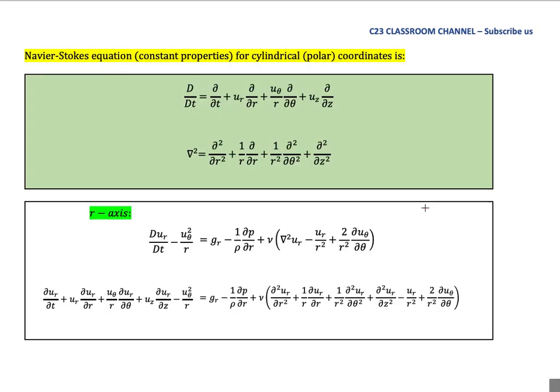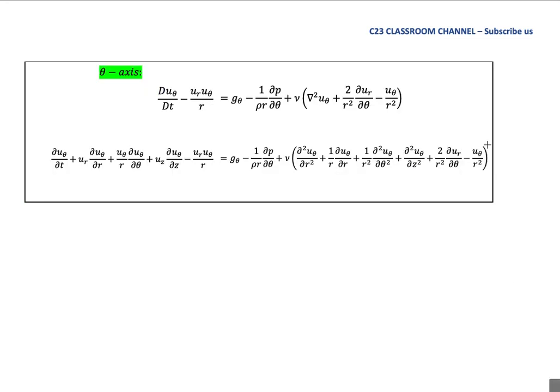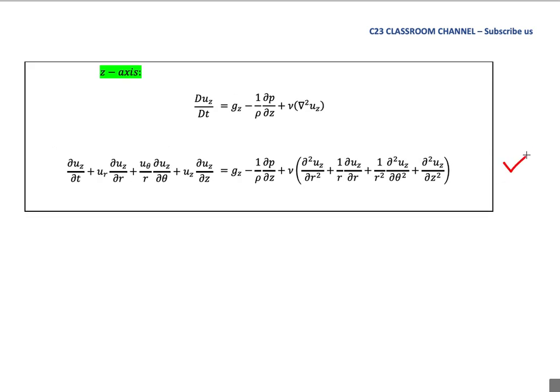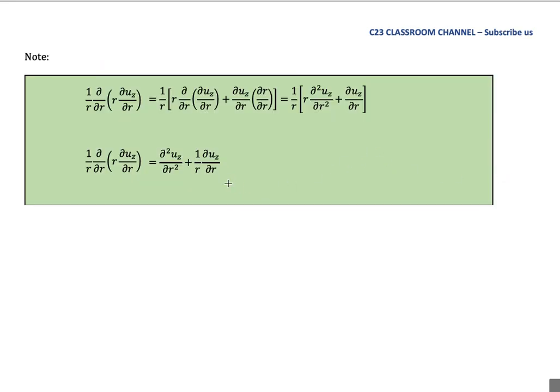And this is the Navier-Stokes equation again for polar coordinates. This is the explanation, the extension about d/dt and nabla. This is for the r axis. Again, I remind you that the equations for the r axis, theta axis, and z axis are not the same in polar coordinates. This is for r, this is for theta, and this is for the z axis. And this is what I showed you. Sometimes in certain textbooks, they convert the value of this one into this value.